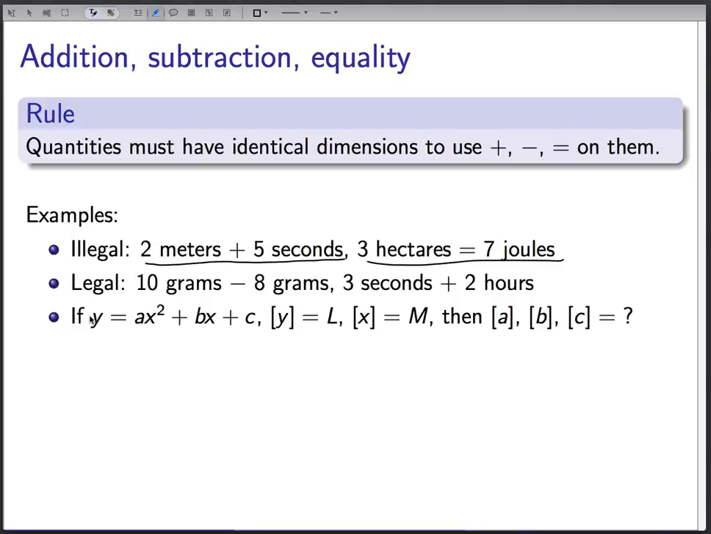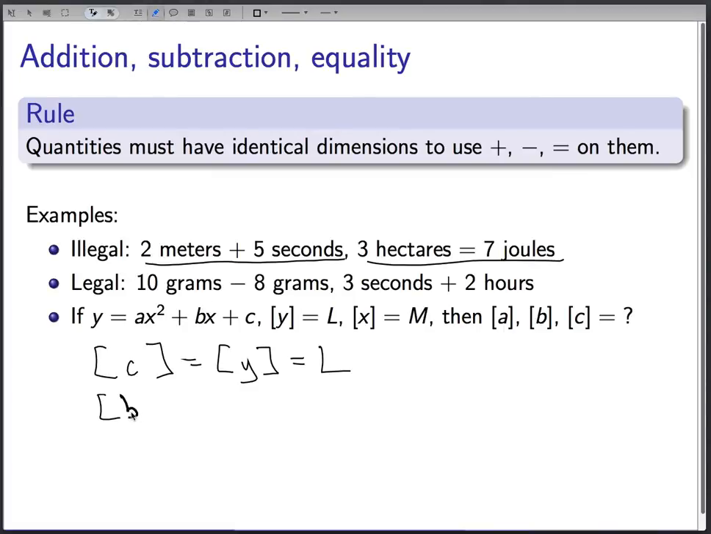So let's just write this down. Let's start with c. The dimensions of c have to equal the dimensions of y because those two quantities, c and y, are on opposite sides of an equal sign. And we know that the dimensions of y are L, so the dimensions of c are L. Now let's look at this term, bx.